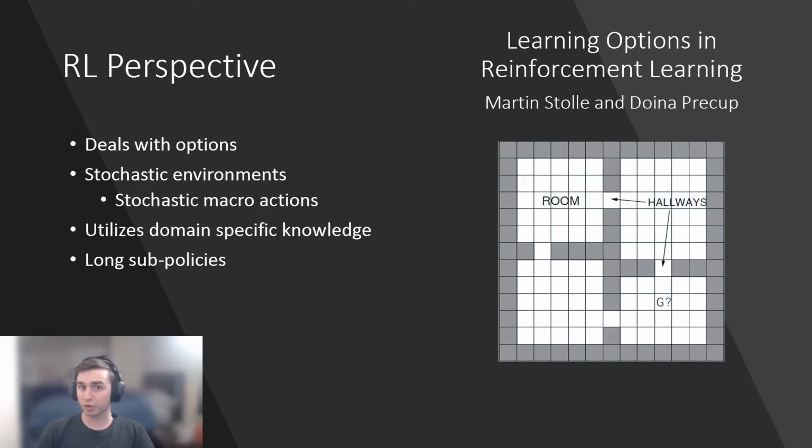From the reinforcement learning perspective, we'll go over learning options in reinforcement learning. This paper deals with options as the form of macro action, which operate in stochastic environments, making them stochastic themselves. They utilize domain-specific knowledge in the planning process and generate long sub-policies.